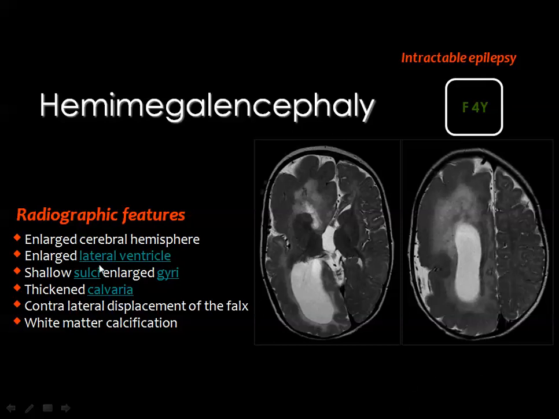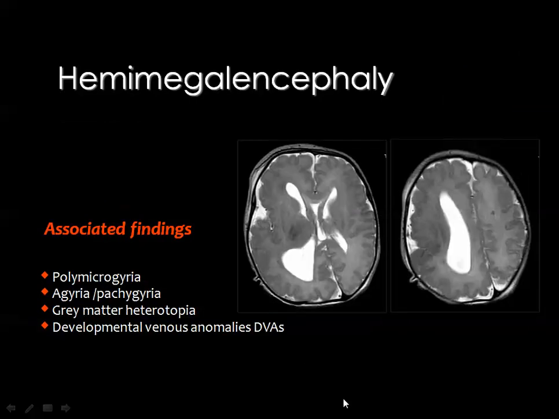Then you've got enlargement of the cerebral hemisphere, enlargement of the lateral ventricle of the same hemisphere, shallow sulci, and enlarged gyri. This is known as brachygyria. We'll discuss it immediately. Then the calvarial bones on the affected side may be thickened, and the falx is usually displaced to the opposite side because of the enlargement of the hemisphere itself. And if you have a CT scan, you can sometimes see calcification in the white matter.